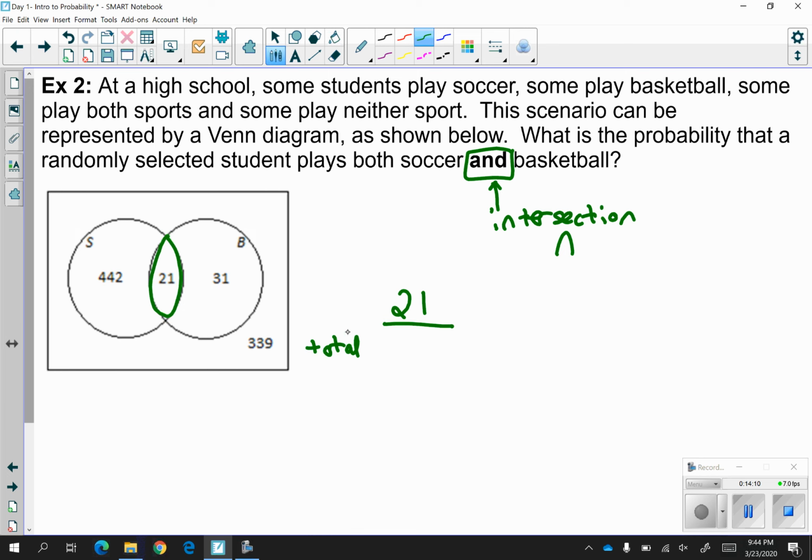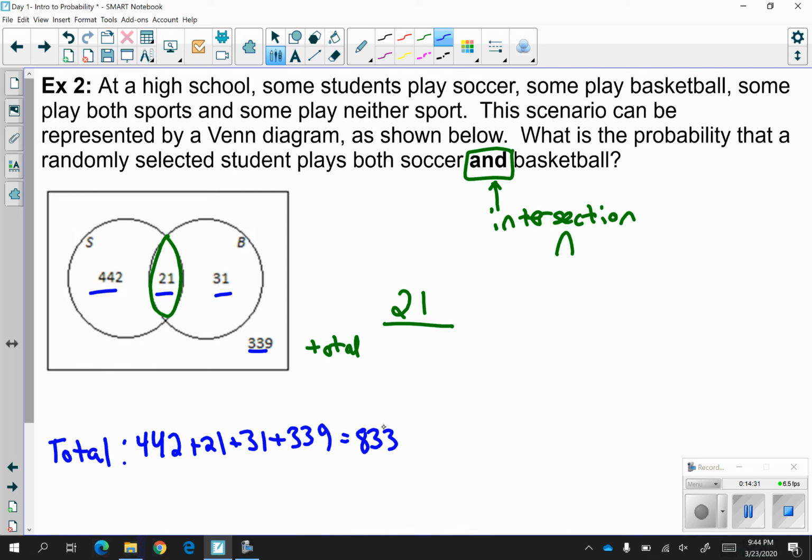So now you need to figure out how many total students are there. All of these numbers add up to be the total. So our total is 442 plus 21 plus 31 plus 339, which in the calculator would give you 833 students. Please be careful. This 339 is not the total. That's actually the amount of students that play neither sport. So your probability is 21 over the total number of 833 students.